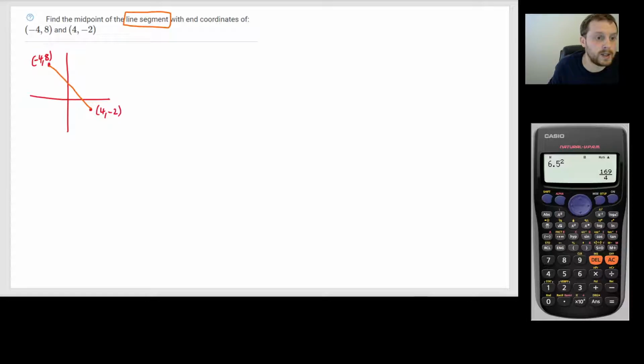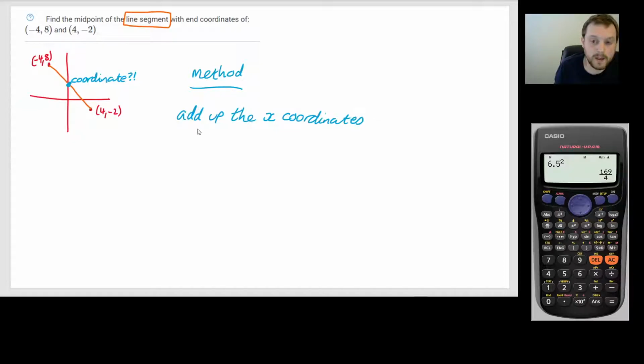So what that means is that you go exactly halfway on this line, so you would measure it and then go exactly halfway. It looks to me maybe that it's about here, something like that. The question is what's this coordinate? Right, we want to know what that is. And the method is actually quite straightforward. You add up the x coordinates and then you divide by 2. And then you add up the y coordinates and then you divide by 2.